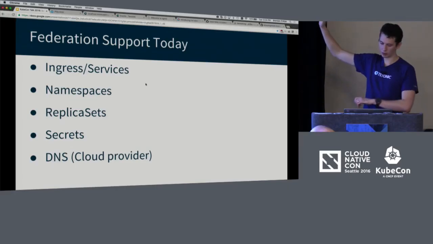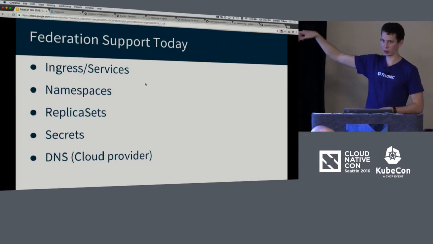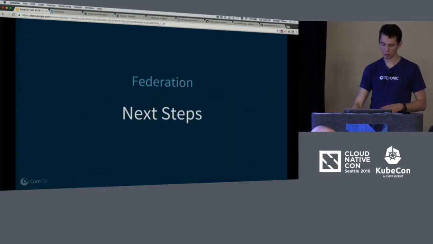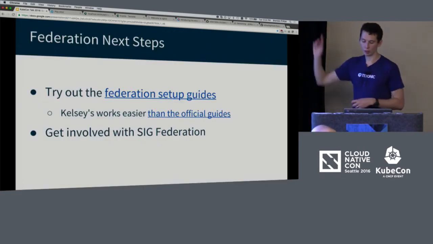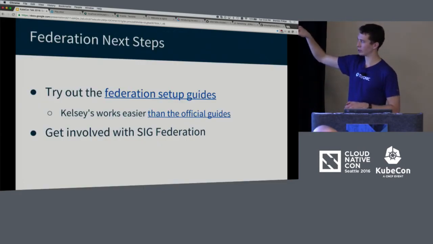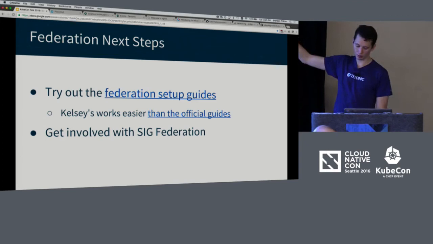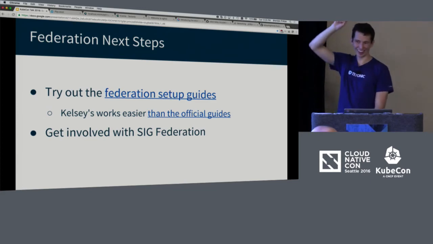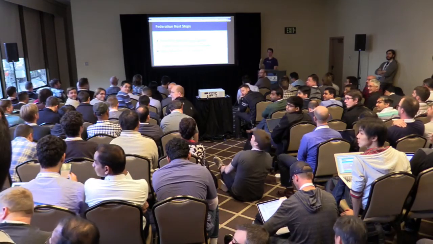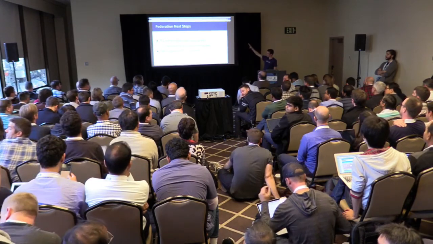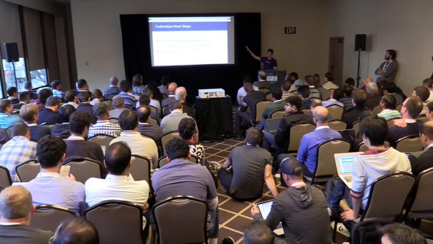So the Federation API supports ingress, services, namespaces, replica sets, secrets, and DNS, which, as I mentioned, is cloud provider specific today. So the next step with Federation is to check out the Federation setup guides at kubernetes.io. They give an overview of how the whole thing works. Kelsey's guides, like I mentioned, are easier than the official guides right now, so you may want to check those out. SIG Federation meets regularly. Quentin leads SIG Federation. He's in the back of the room wearing a bright blue Kubernetes shirt, so talk to him if you're interested in this. It's an interesting project and rapidly developing.